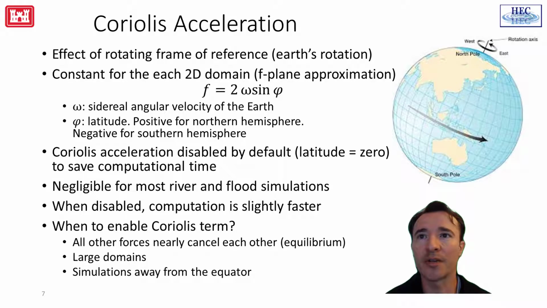The Coriolis acceleration is a result of the Earth's rotation. It conserves angular momentum within the rotating reference frame of the Earth. It's the reason why storms spin counterclockwise in the northern hemisphere and vice versa in the southern hemisphere. The Coriolis parameter is a function of latitude, but HEC-RAS models are small enough that an average latitude can be used to compute a constant Coriolis parameter for each 2D area. This is known as an F-plane approximation. Coriolis is disabled by default, and for most river and flood simulations, the Coriolis effect is negligible. However, it can be important for large domains or higher latitudes.